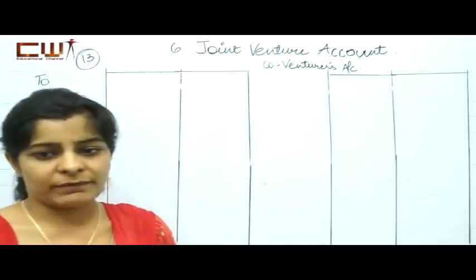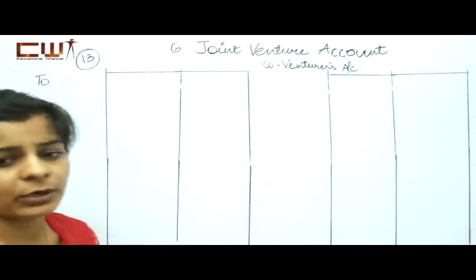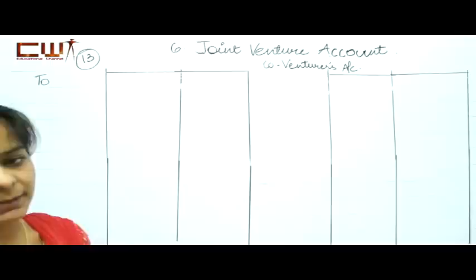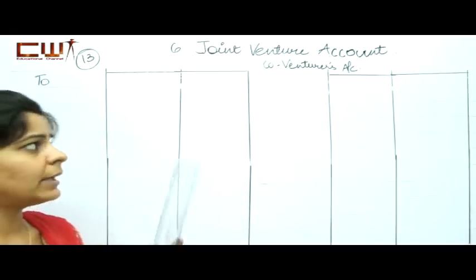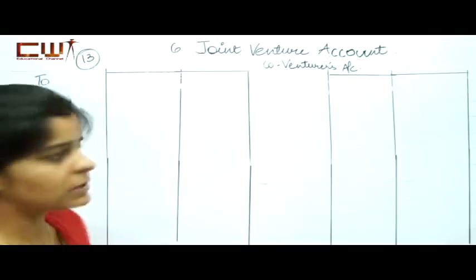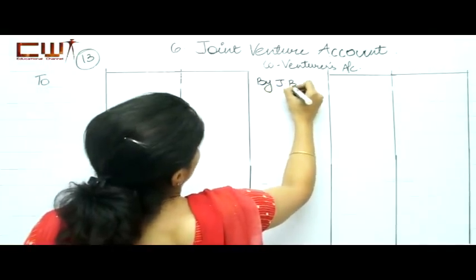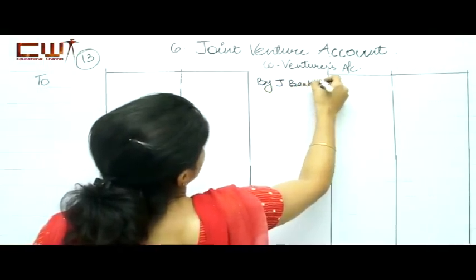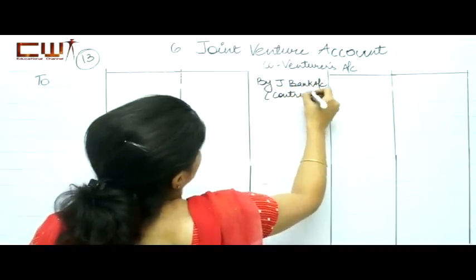We will prepare the joint ventures account. First you will write what money they have brought in the business. So it will be joint bank account, because bank account is increasing, so it will be debited. And who is giving the money? Co-ventures, so their account will be credited. So this is by joint bank account, because bank account is debited because money is coming in.